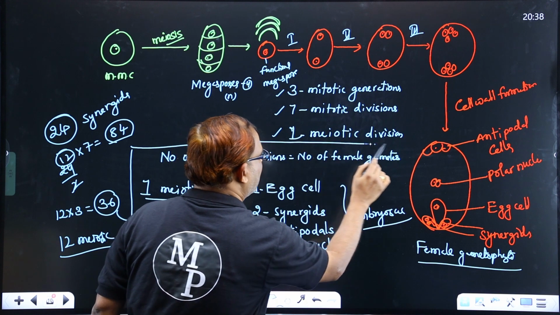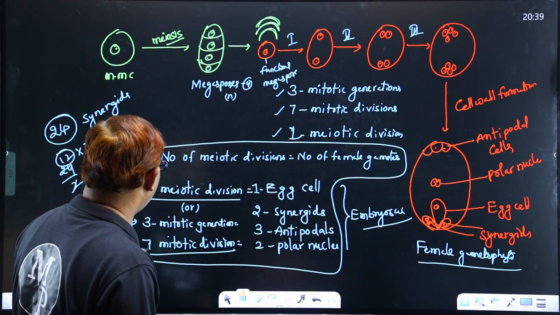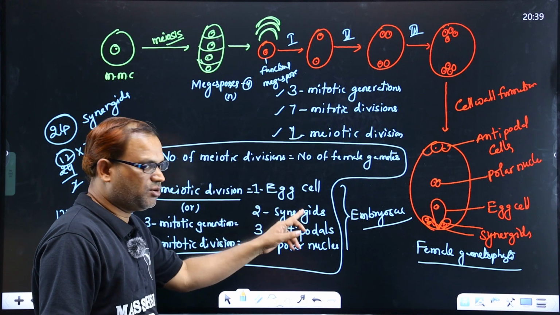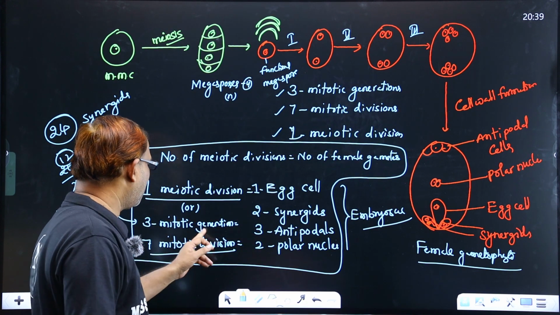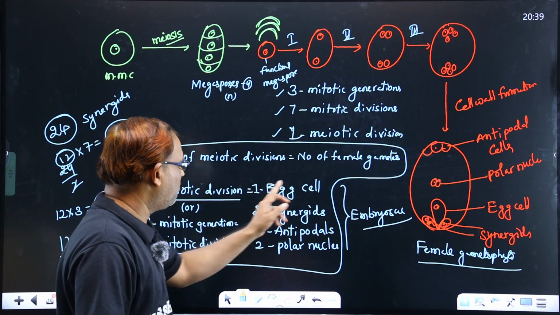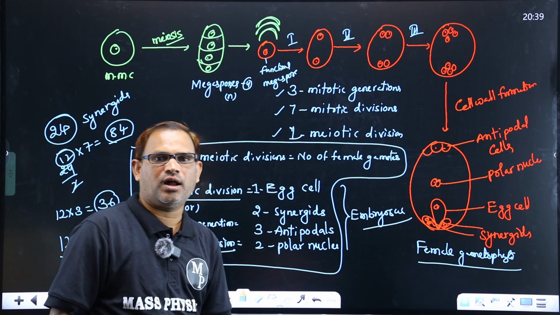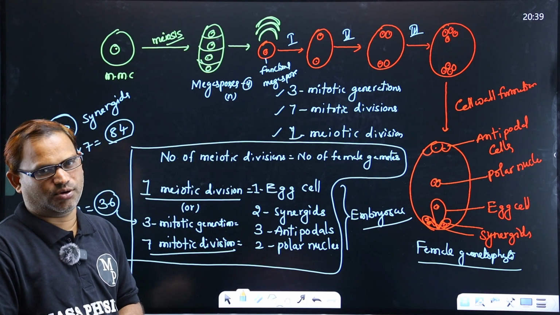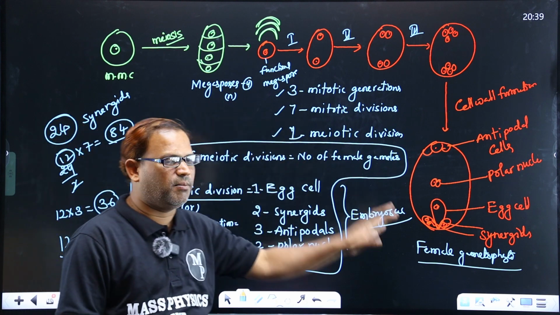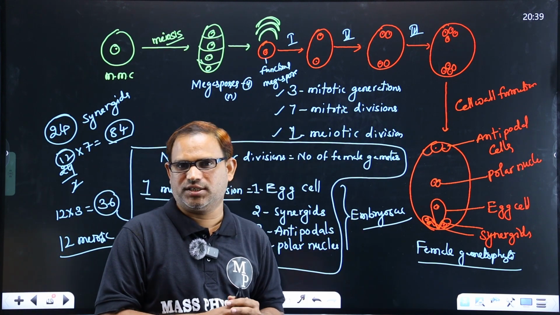So here the number of meiotic divisions is equal to the number of female gametes. One meiotic division is equal to one egg cell. 3 mitotic generations, 7 mitotic divisions, 1 meiotic division is equal to 1 egg cell, 2 synergids, 3 antipodals, 2 polar nuclei. Okay? This is about the complete structure of the female gametophyte.